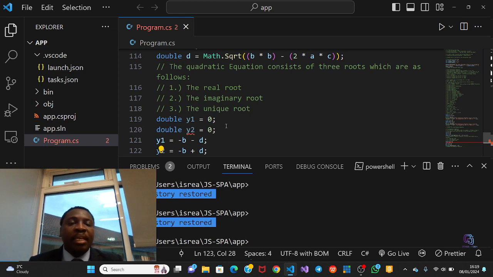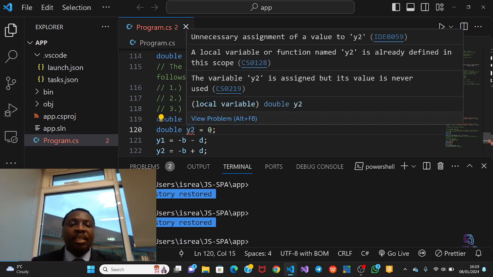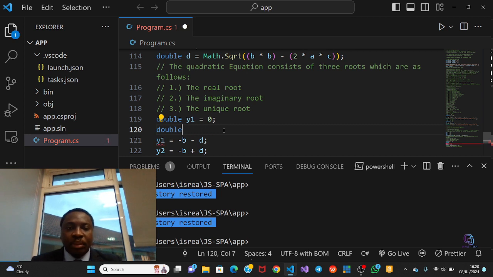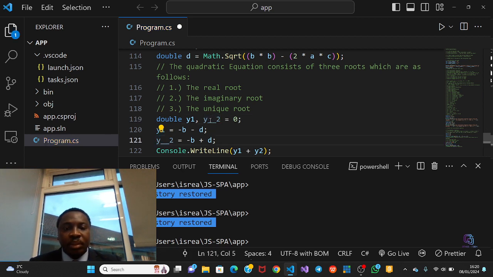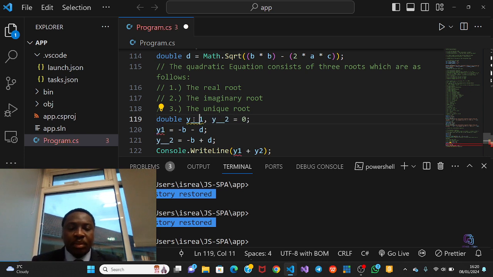So I can declare both of them. Why is it saying this? I can declare both of them at once without wasting each of our spaces. So double y1 and double y2. Let me just declare them equal to what? 0. So these are semicolons. So let me just use this underscore. Okay, underscore. So you don't want it to be this. Let's use this underscore. So with this underscore y1.